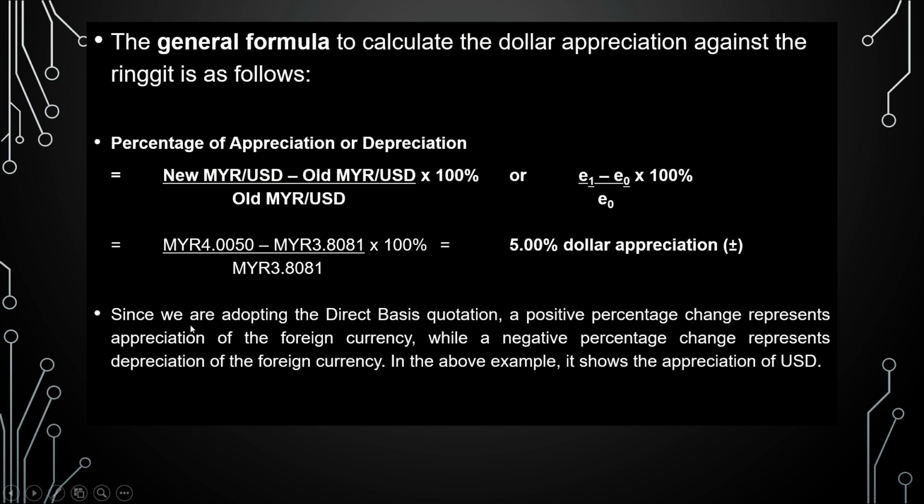Since we are adopting the direct basis quotation, a positive percentage change represents the appreciation of the foreign currency, in this case the USD. But if you get a negative, for example here it is not 4.0050 but 3.5000, of course you will get a negative sign. So if you get a negative percentage change, it represents depreciation of the foreign currency. So in this case, you get 5%.